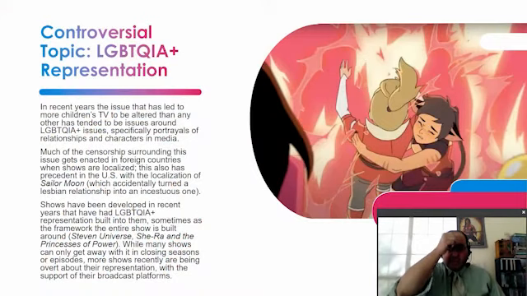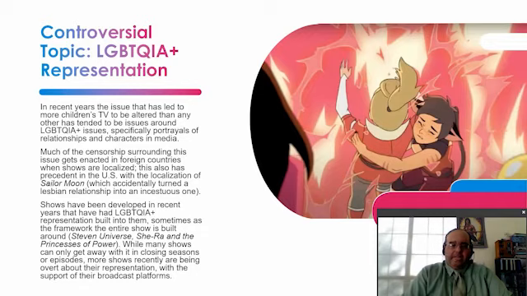While many shows can only get away with it in closing seasons or episodes, more shows recently are being overt about their representation with the support of their broadcast platforms. I should also say there are instances where they tried to limit same-sex couples to the background as supporting characters. A couple good examples of that: one is the show Clarence from Cartoon Network. Another one is a Nickelodeon show, The Loud House. It has a character who has two fathers. Clarence has a character with two mothers. Steven Universe has a character with three mothers.